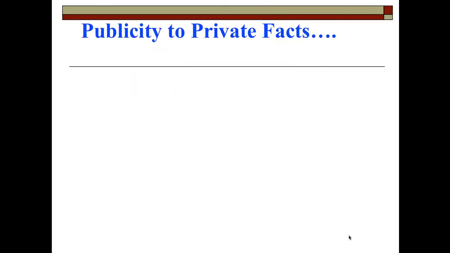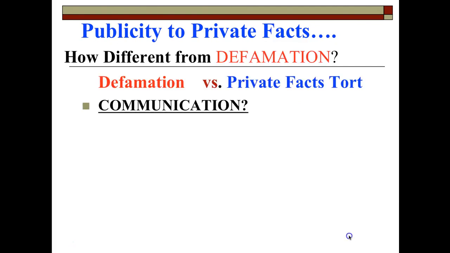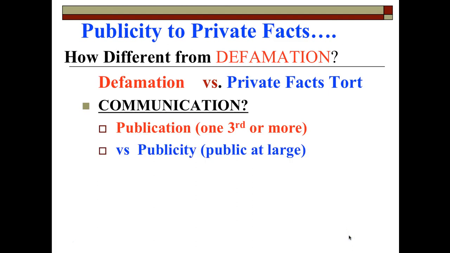One important feature is to differentiate publicity to private facts from defamation. Here's how. First, notice the difference in the communication requirement. Defamation only requires communication to one third person or more, so gossip is caught up in defamation. In contrast, publicity for the private facts tort requires communication to the public at large. Mere gossip will not give you the private facts tort.